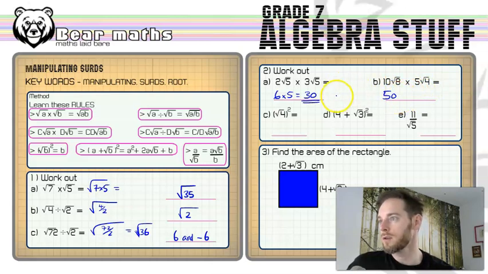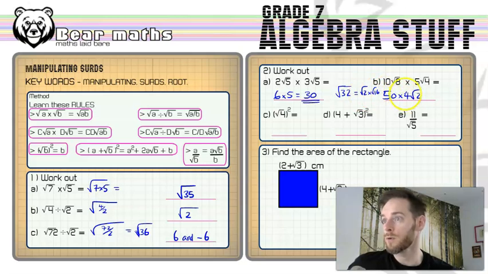Now root 32 looks like that. Can we simplify root 32? Are there any factors that are 2 and 16? There we go. So that one is actually a whole number of 4. So we've got 4 lots of root 2. So multiplied by 4 lots of root 2.